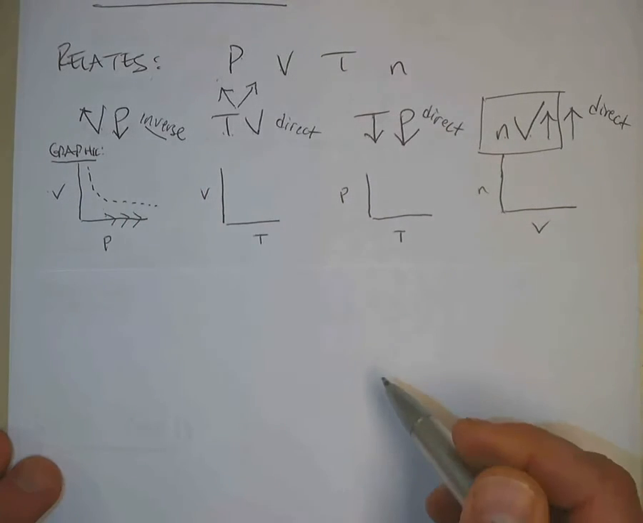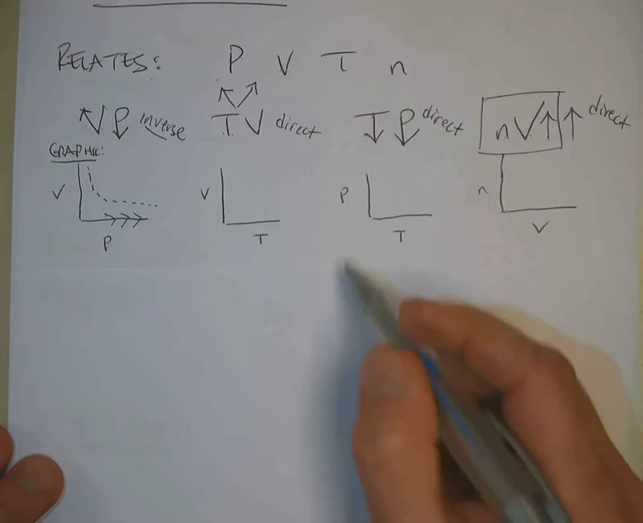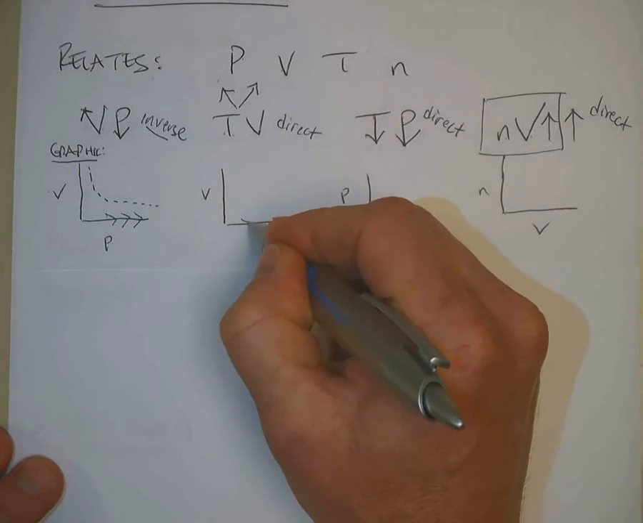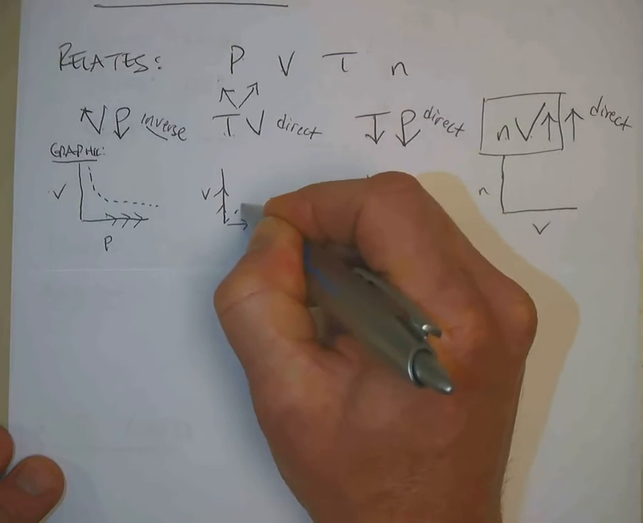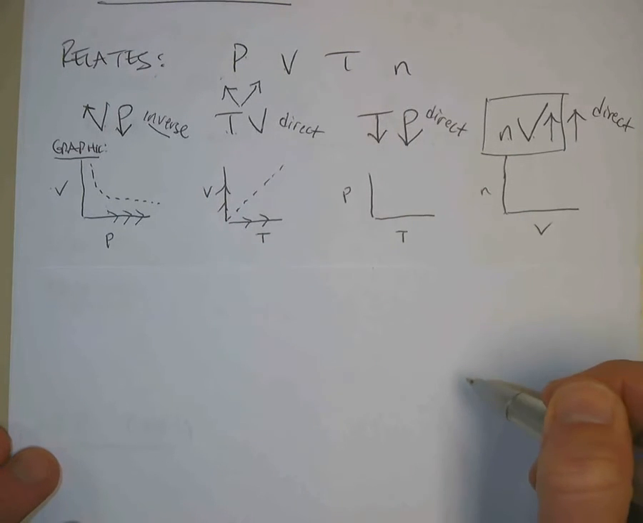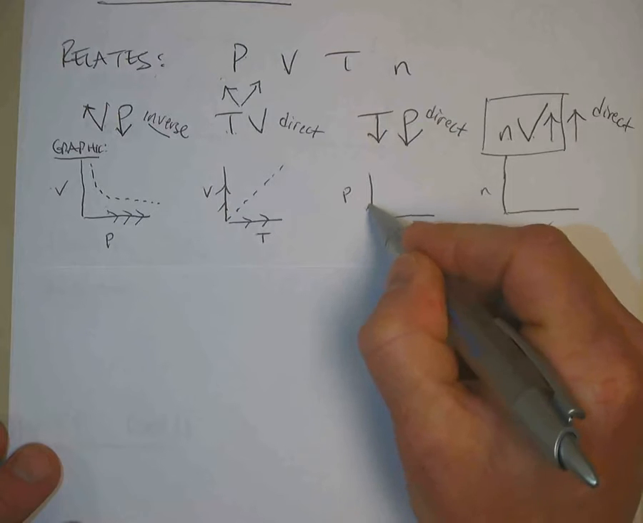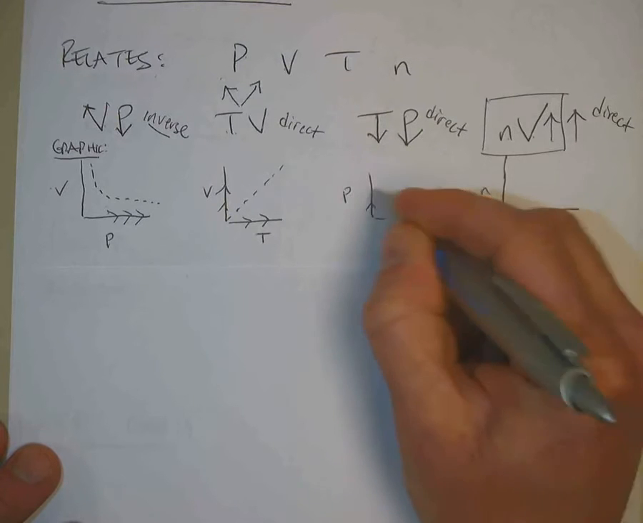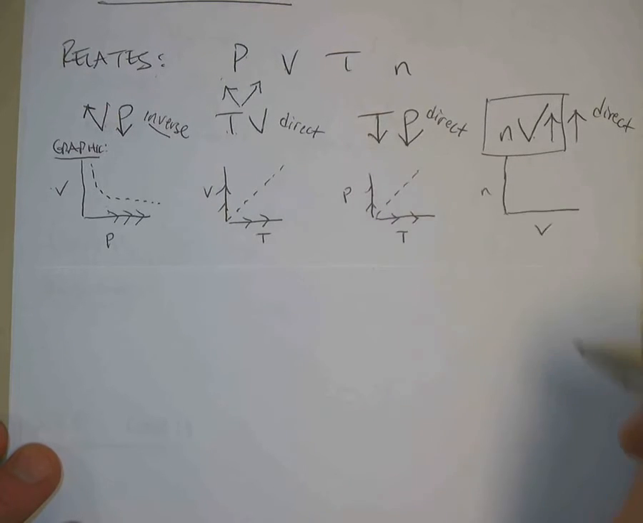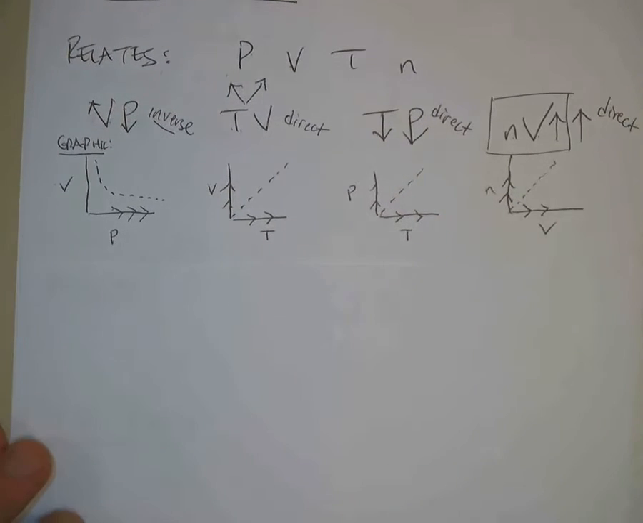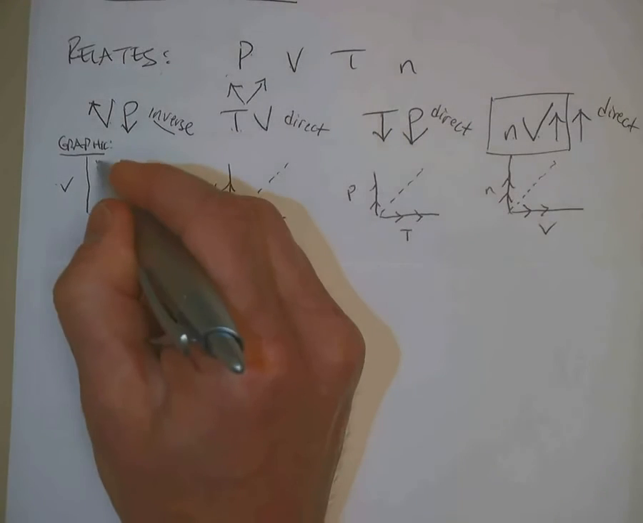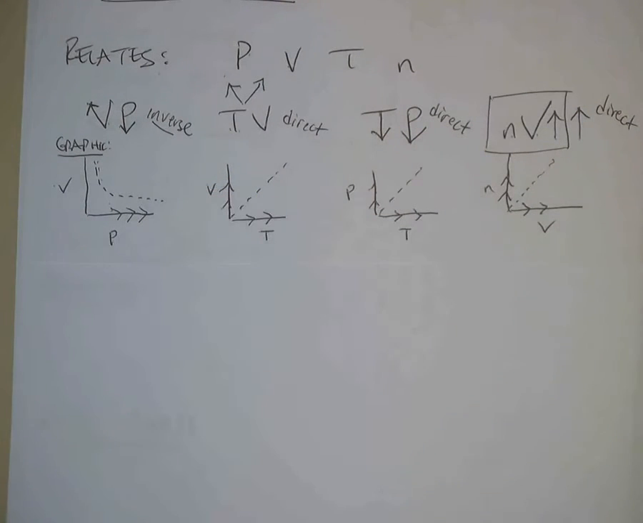An inverse graph. Volume and temperature are a direct relationship, and so as temperature goes up, volume goes up. Volume goes up, temperature goes up, and so it should be a straight line graph like this. Pressure and temperature, as pressure goes up, temperature goes up, and so we should get another straight line graph. And number of moles and volume are also a direct relationship, and so as number of moles of gas goes up, so does volume. That's a direct relationship graph. So you'll notice the only one that's different from a straight line is the volume-pressure relationship, because that's an inverse graph, or inverse relationship.